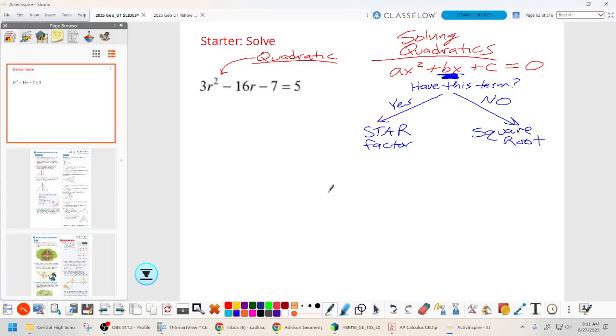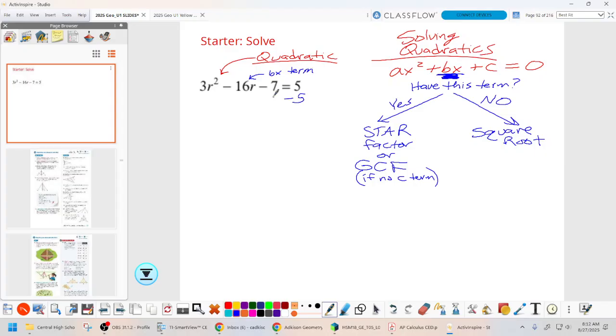And I don't think we've done an example of that yet, but star factor, or you can sometimes just GCF. It depends on the problem. So if there's not a C term, you can GCF. So maybe I'll add that: if no C term. But it really depends on this initial analysis of whether or not bx is present, because you can't square root if bx is. And so when we look here, I see this negative 16r. So this is the bx term. So we need to star factor.